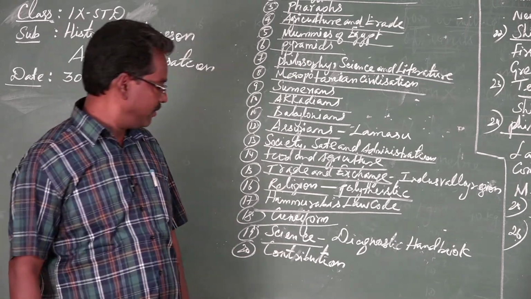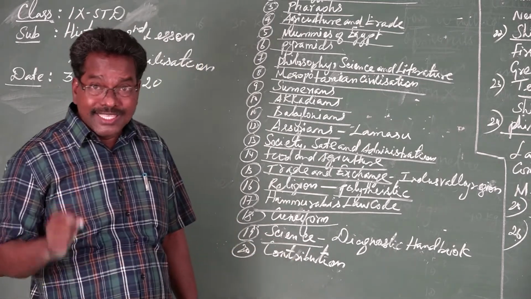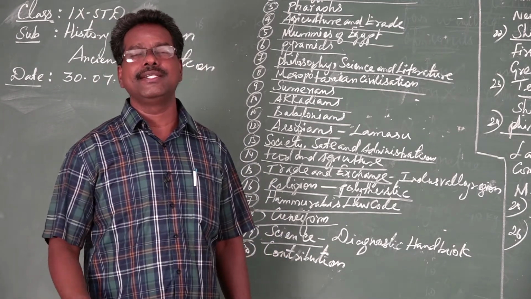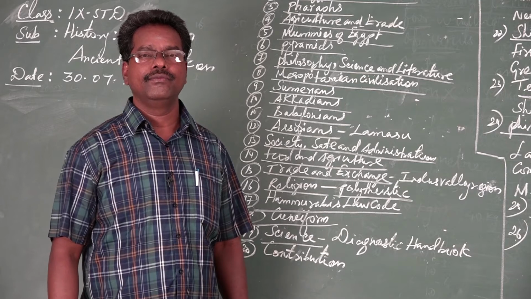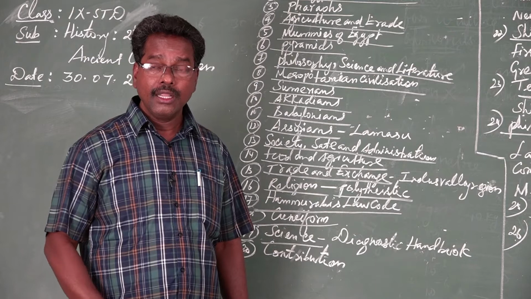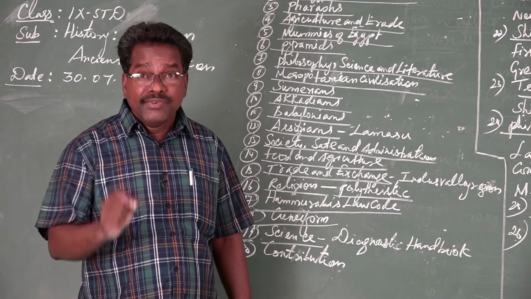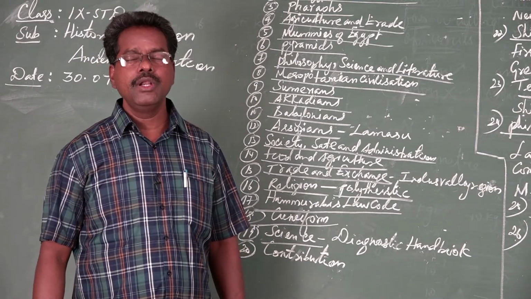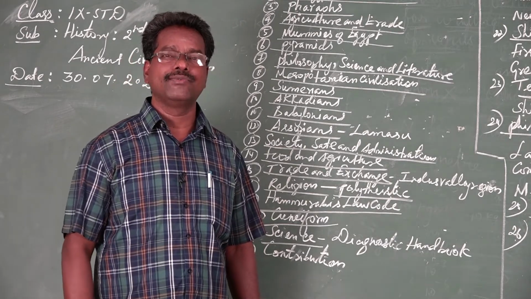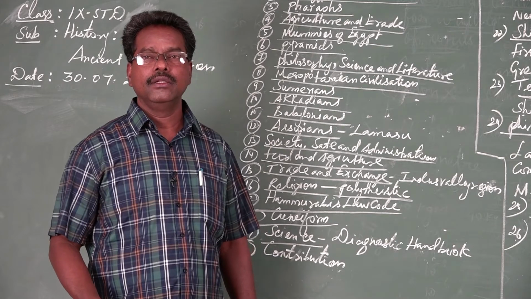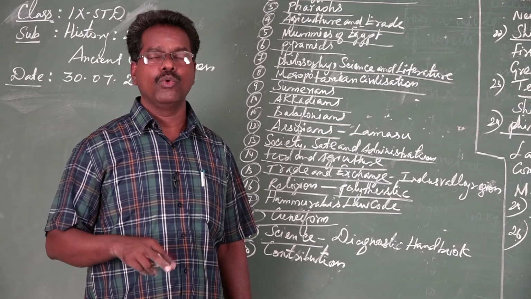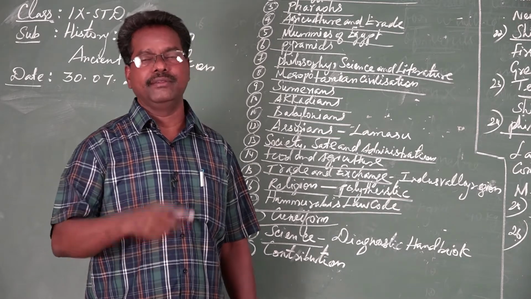What did the Mesopotamians excel in? Science, technology, literature, mathematics, astronomy and philosophy. What did they develop? Multiplication and division. What did they calculate? 60 seconds for 1 minute, 60 minutes for 1 hour, 24 hours for 1 day, 7 days for 1 week, 30 days for 1 month, 12 months for 1 year.